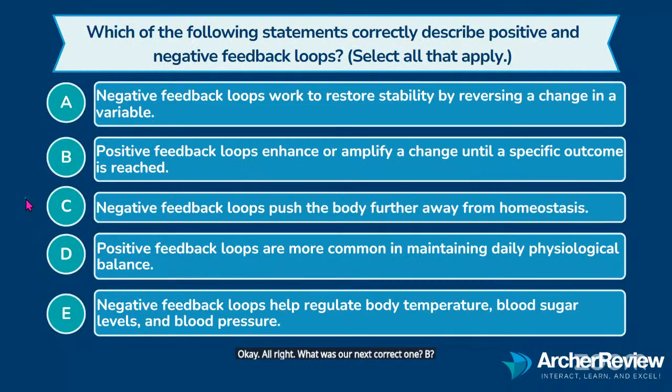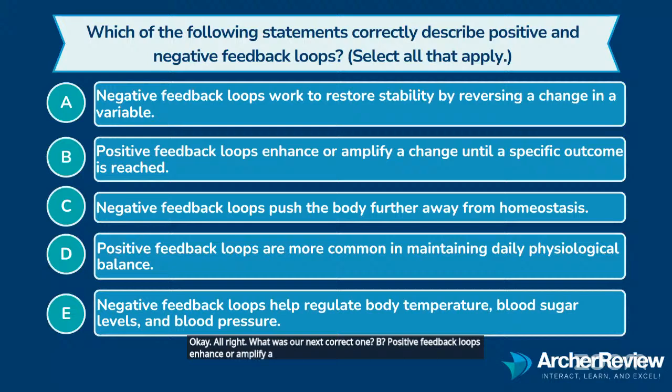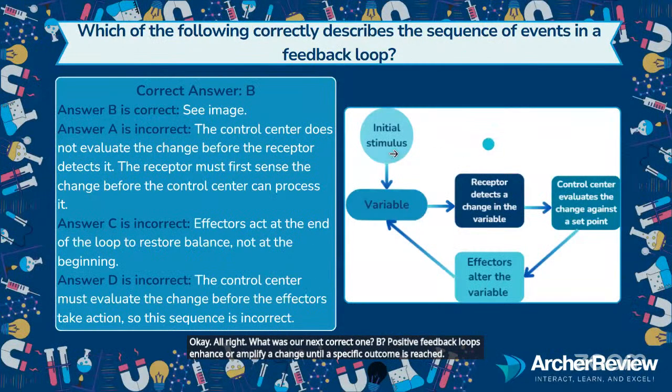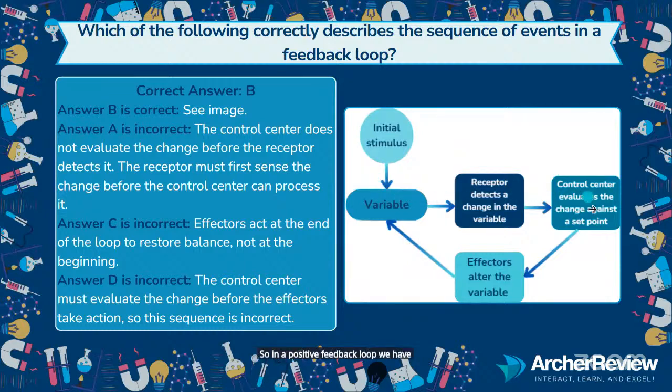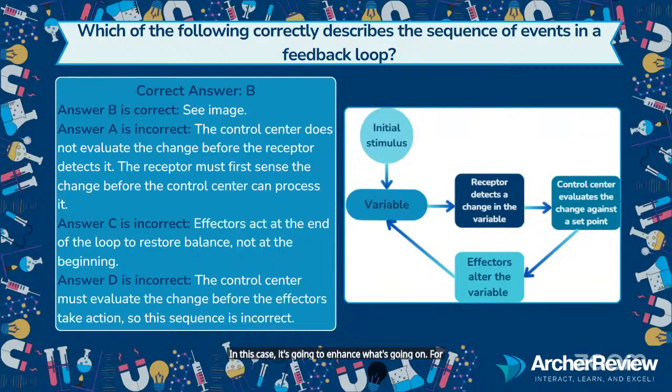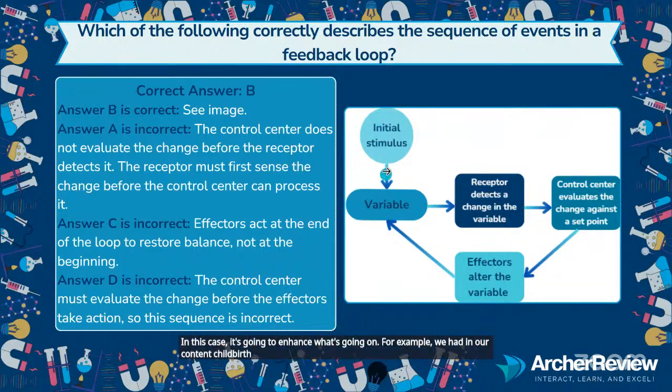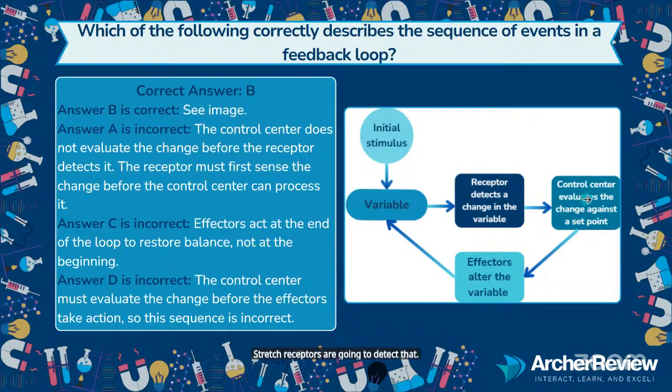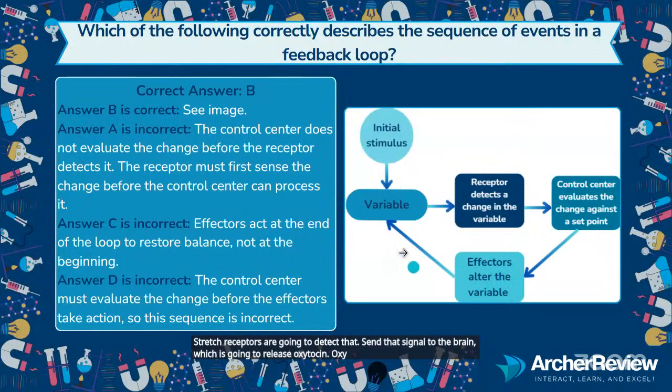Positive feedback loops enhance or amplify a change until a specific outcome is reached. So in a positive feedback loop, all of this is the same except the effectors. In this case, it's going to enhance what's going on. For example, we had in our content childbirth. If the baby is pushing on the cervix, stretch receptors are going to detect that and send that signal to the brain, which is going to release oxytocin. Oxytocin causes uterine contractions, which puts more pressure on the cervix and enhances that pressure. And that's going to keep going until the baby is born. That's a positive feedback loop.